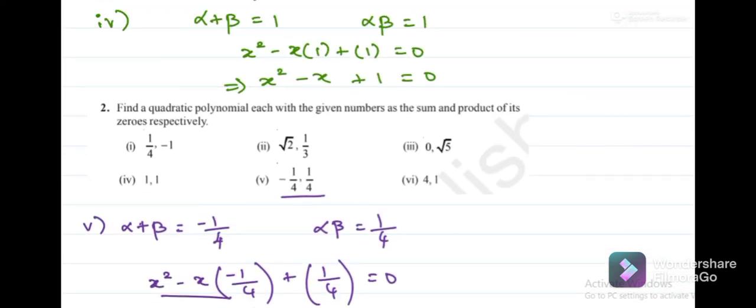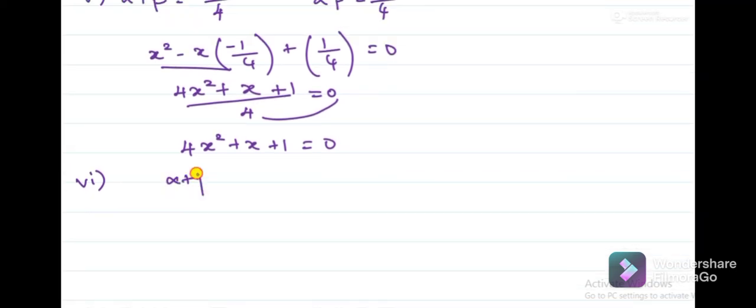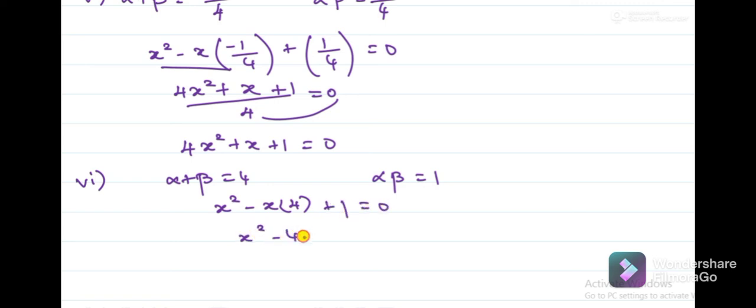And the last question. Sum is given as 4 and the product is 1. X squared minus x into 4 plus 1 equal to 0. The required polynomial is x squared minus 4x plus 1 is equal to 0.